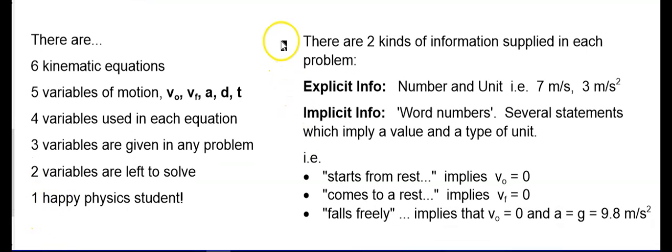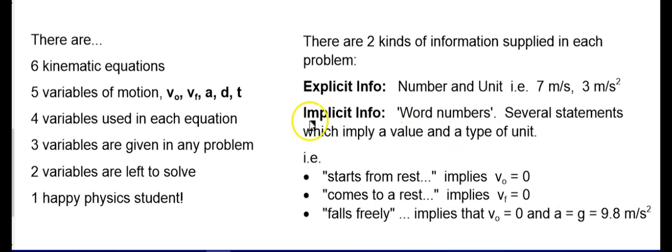Now let's just explain that there are 2 kinds of information supplied in each problem. Explicit information, that's a number and a unit. You read a question and it says something like 7 meters per second or 3 meters per second squared. Little note in Regents physics problems, all these units, meters per second squared, meters, they're all written out in words. We're going to show you that when we do some problems.